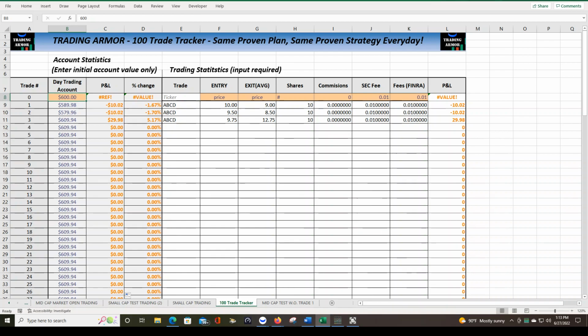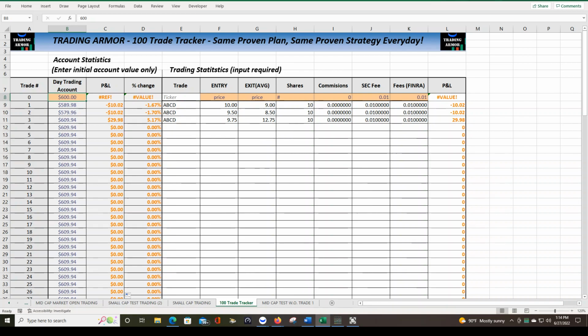All that matters is that you trade the exact same way every single day and you track it for 100 trades. If you've already done that and you've proven that you're profitable trading the same trading plan every single day with 100 trades, then you're ready to move to the next step and trade full position size. We just did that recently with our small cap trading plan. You can check out all those videos with the small cap playlist if you haven't done so already.